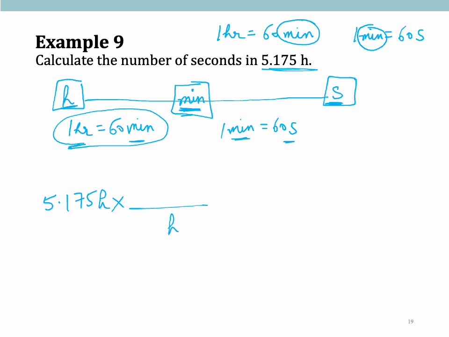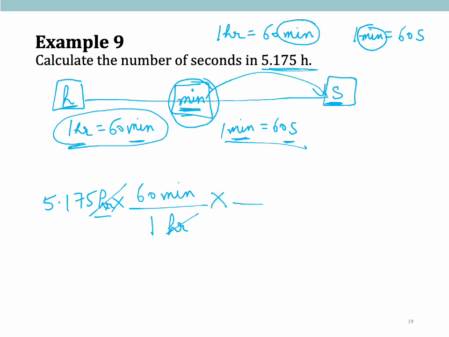Who goes in the bottom? Hour, because this is hour. 1 hour, 60 minutes. Hour, hour cancels. My left unit is minute, which means I have reached this part of my question. Now I just need to convert minutes to seconds using this conversion factor.